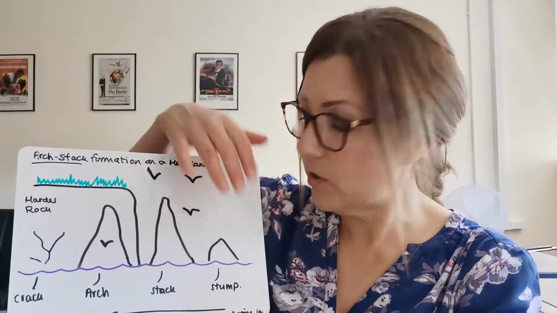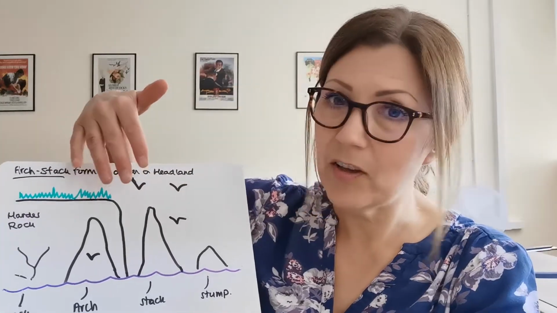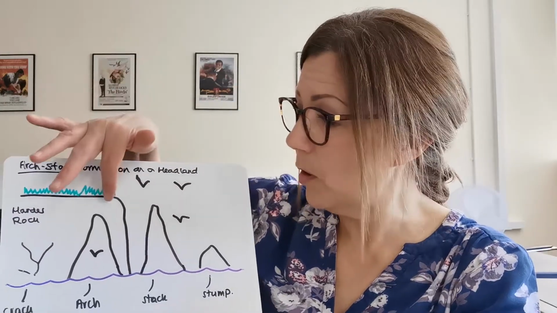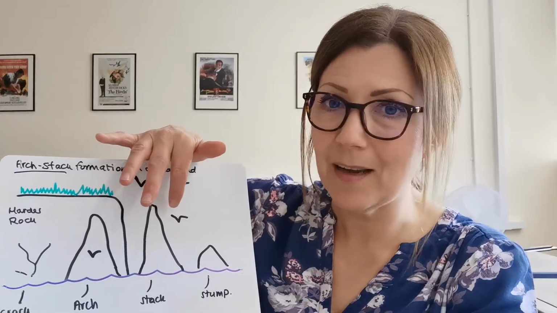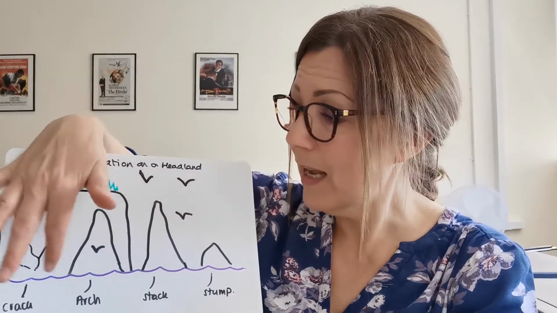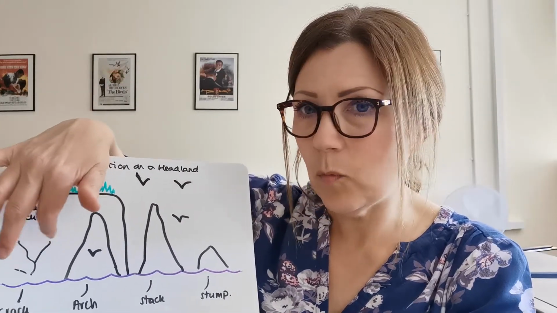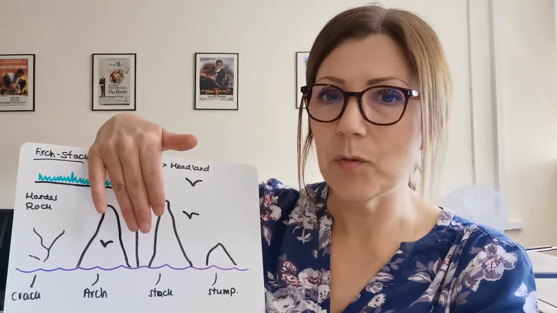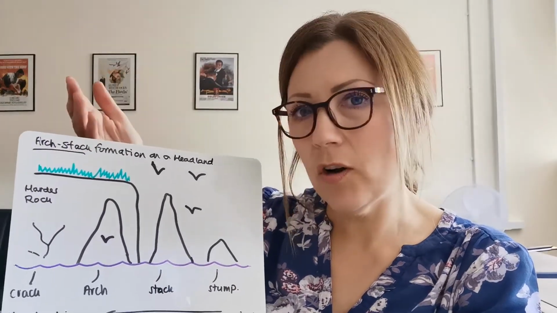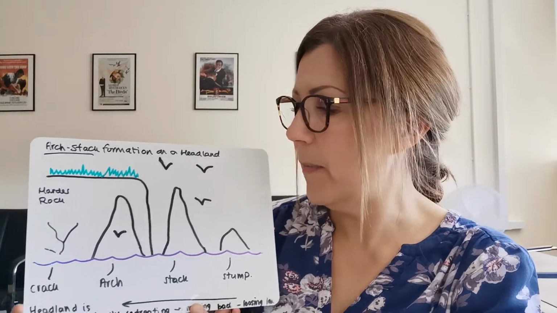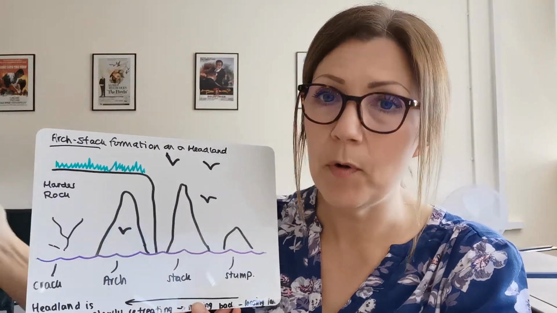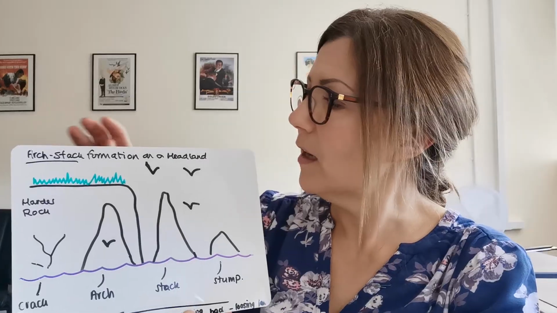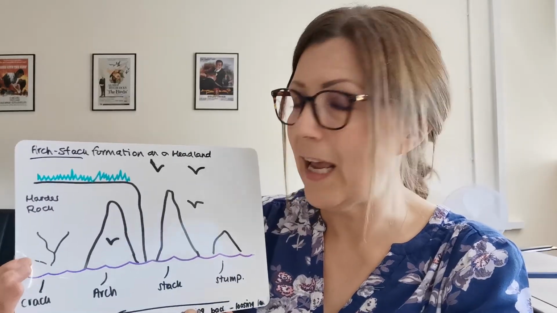So we might get quite a few stumps, a few stacks and one arch, which in time the roof will cave in and it will become a stack in its own right. Any other kind of forms of weakness here will get eroded into a cave, and eventually those caves will become arches. So this is ongoing, and all the time the coastline is retreating or moving back inland. So that is an arch and stack formation on a headland.